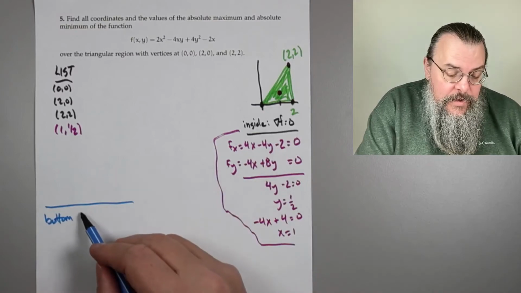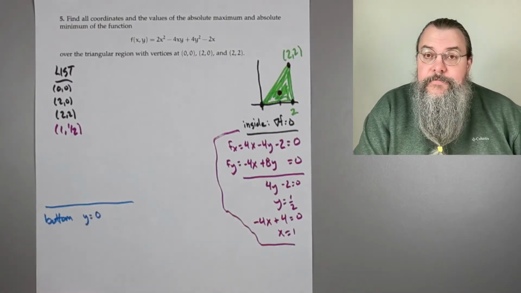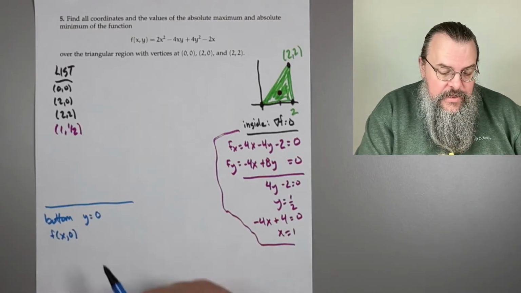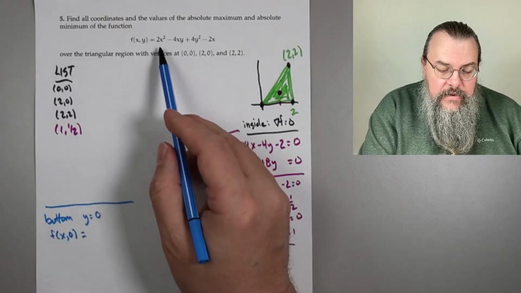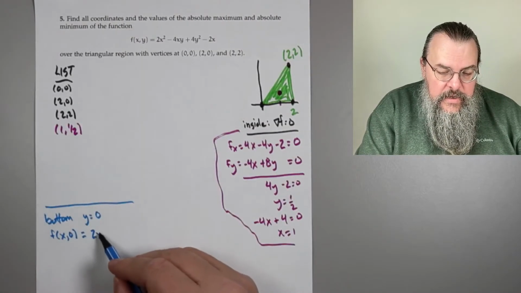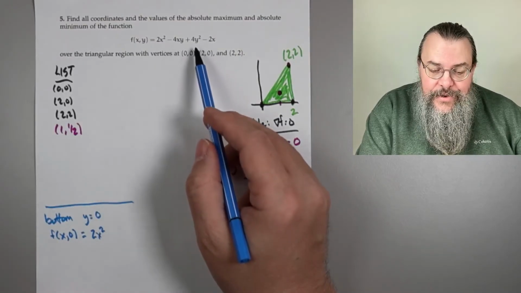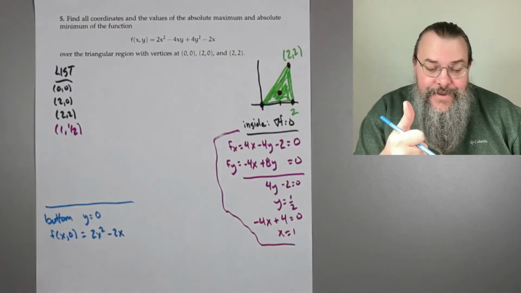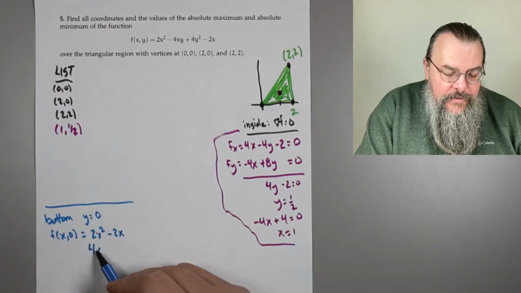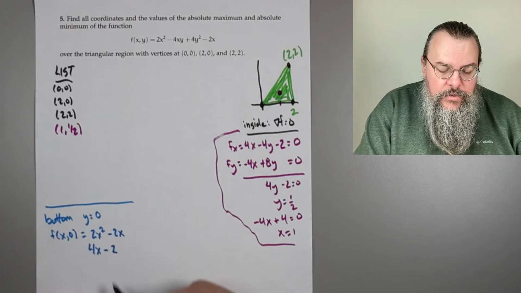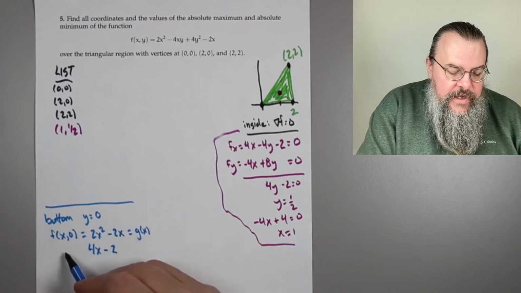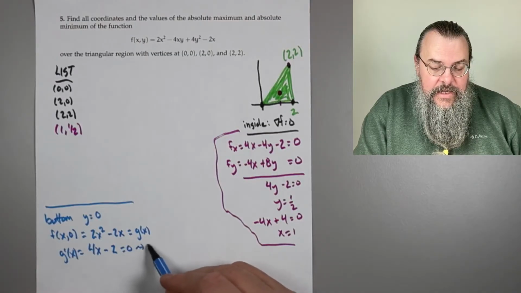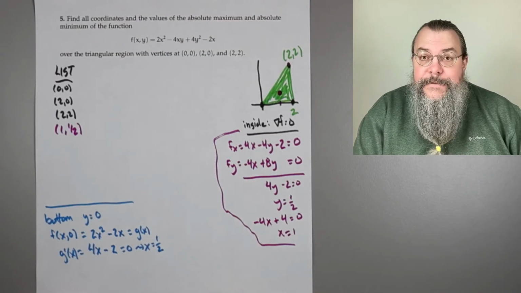On the bottom, we get that y equals 0, so that our function f of x,y becomes f of x,0. Well, okay, so that's 2x squared minus 0 plus 0 minus 2x. And notice this is a function of one variable, so we can take the derivative. The derivative would be 4x minus 2. So think of this as just a new function g of x. g prime of x equals 4x minus 2, set that equal to 0. That leads us to x equals 1/2.